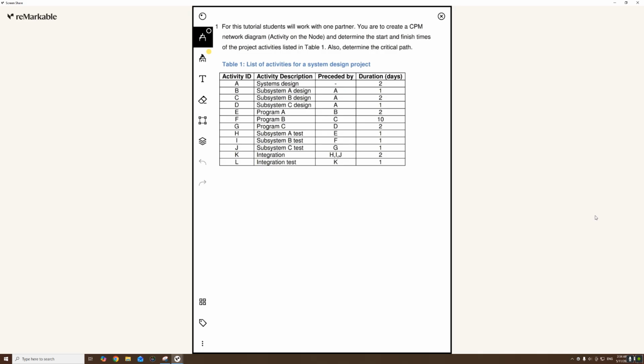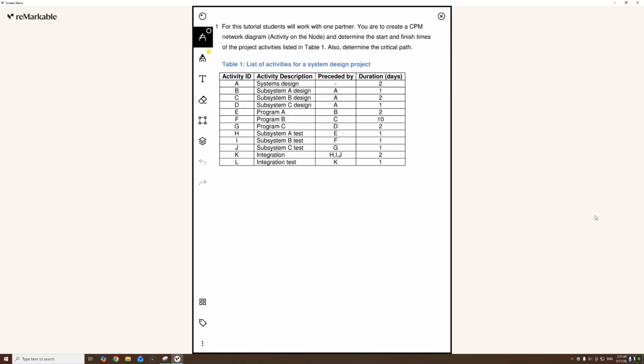So for instance here, activity B is preceded by activity A, which means that you need to complete activity A before you can start activity B. And finally, you have duration in days of each of the activities. This will be useful information for us to create and fill out our network diagram.